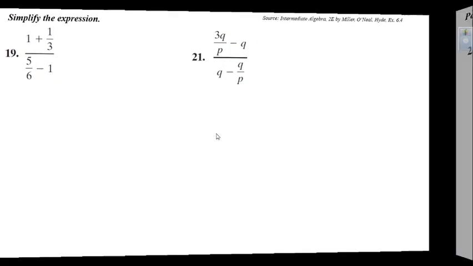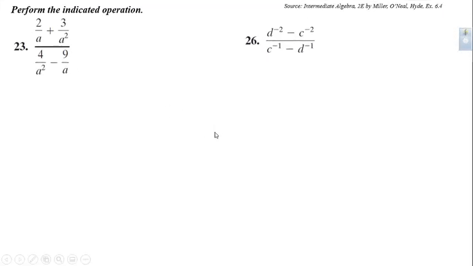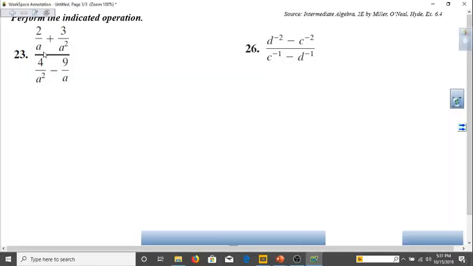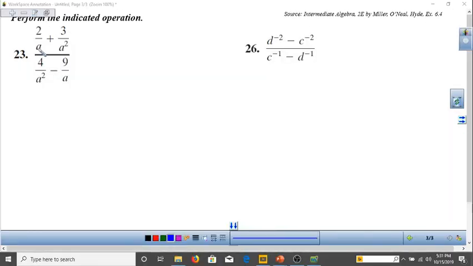Let's try another one, or another 2. So for this question, number 23, we look at the denominator here, the LCD. We see that there's an a. Then this one is a squared, so that both a squared and a can go into a squared, and both have the same denominator. So we're going to multiply the numerator and denominator of the complex fraction by the LCD, which is a squared.